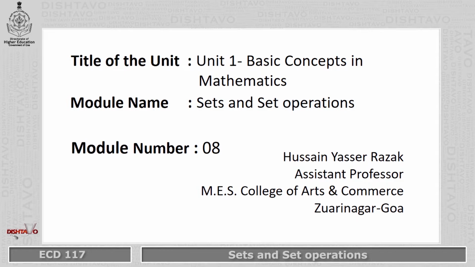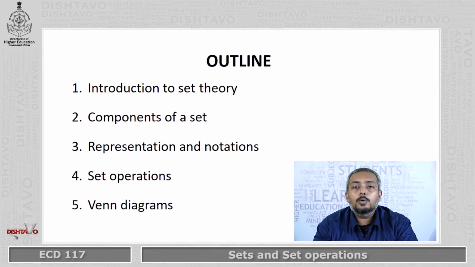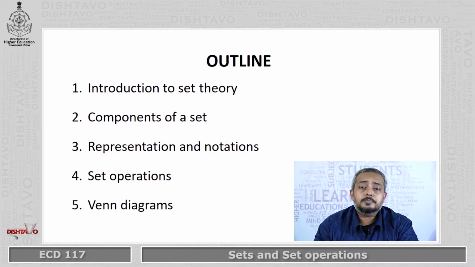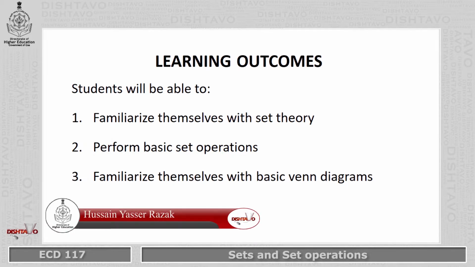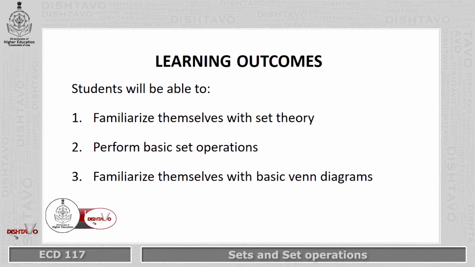It's module number 8. In the outline, we have an introduction to set theory, components of a set, representation and notations, set operations, and Venn diagrams. In the learning outcomes, the students will be able to familiarize themselves with set theory, perform basic set operations, and also familiarize themselves with the basic Venn diagrams.